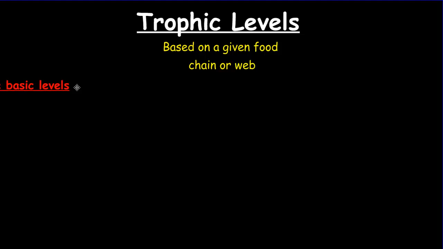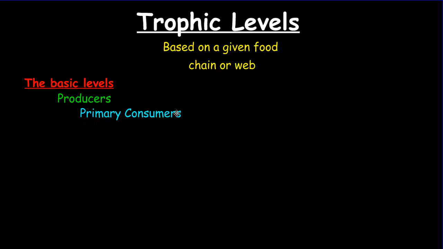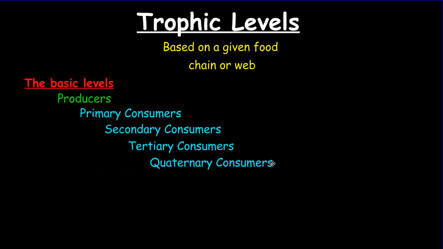The basic levels that we will use to describe the trophic levels in our ecosystems will be producers, which will be eaten by the primary consumers. Primary consumers will be eaten by secondary consumers, which will be eaten by tertiary consumers, and finally quaternary consumers. And so it is very linear. It's based on a given food chain as we pull it out of a food web.